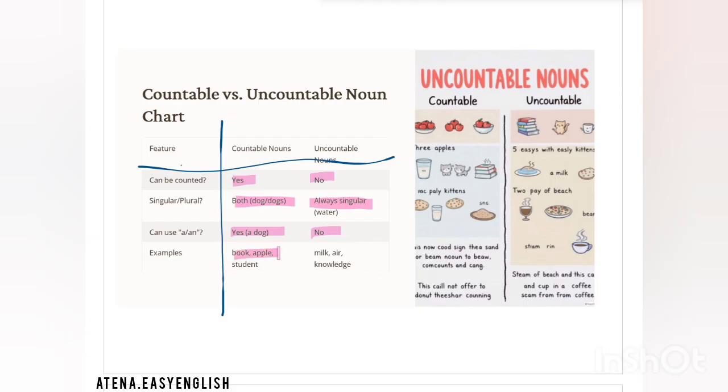Countable like book, apple, student. It means you can add a or an before, or you can make them plural: books, apples, students. But look at the examples of uncountable: milk, air, knowledge. You cannot add s, or you cannot put a or an before it. You can say, for example, a glass of milk, but not a milk.